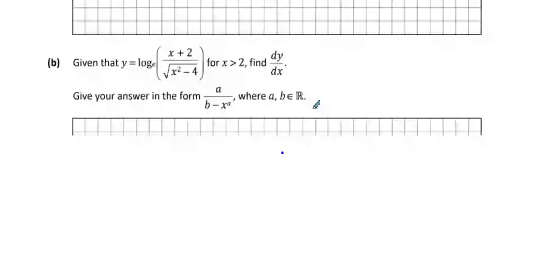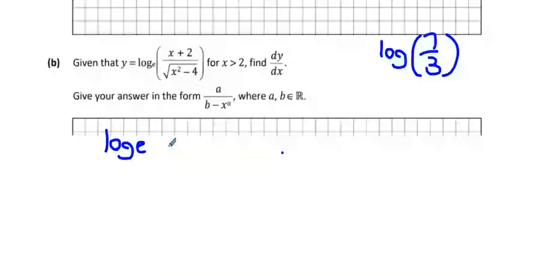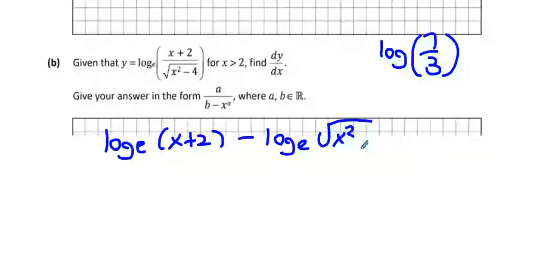We got to answer this one, and it's a log, yeah? Now, does anybody remember the rule for a log fraction? What's log 7 over 3? Log 7 minus log 3, right? So would everybody agree that this is log x plus 2 minus log basically root x squared minus 4. Now see the square root sign. What can I change that to? I can change it to the power of a half.